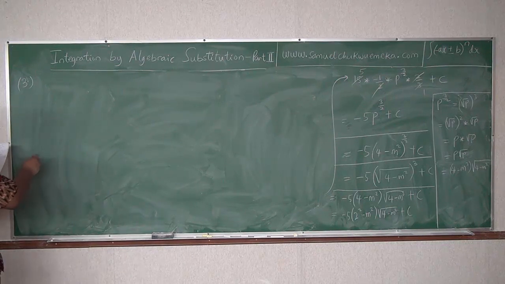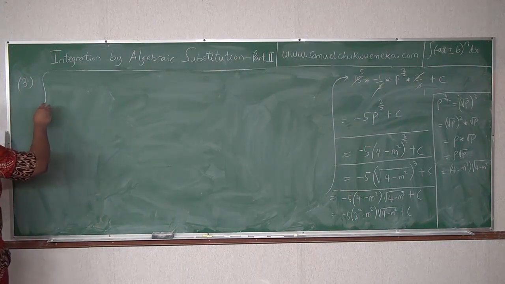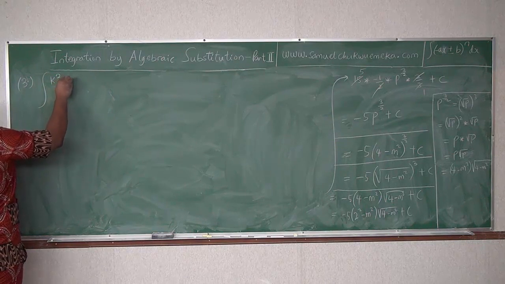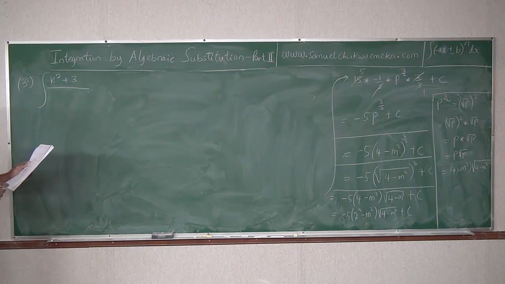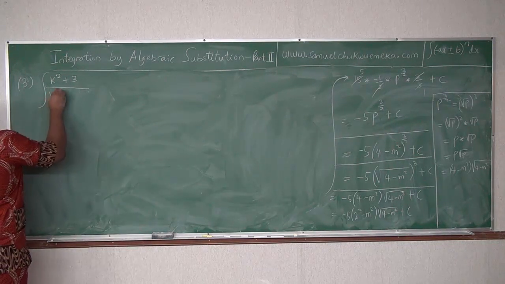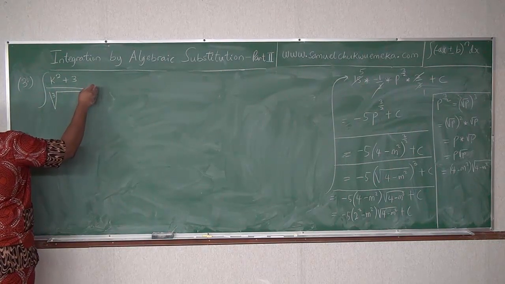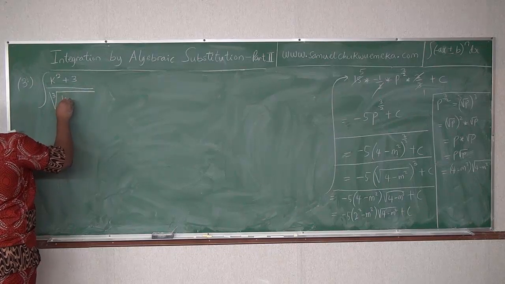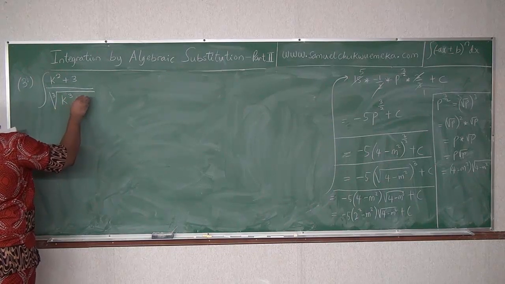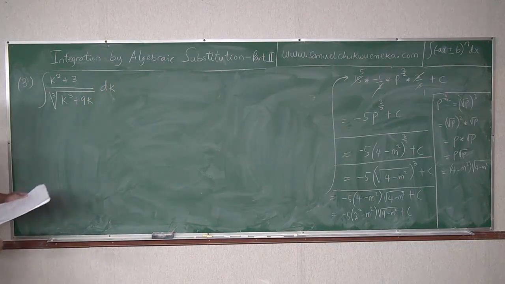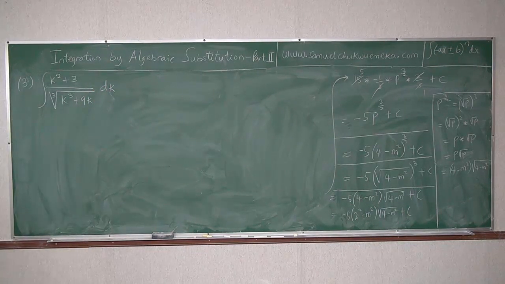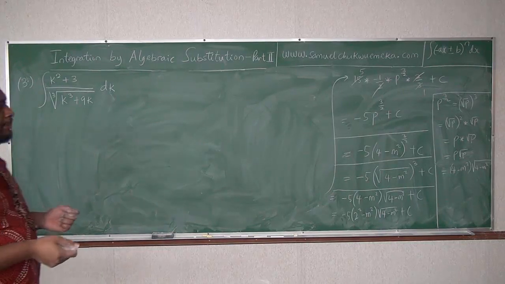Question 3, I have the integral of k squared plus 3 over the cube root of k cubed plus 9k, and we are doing varieties. We integrate with respect to k. Like I said, it must not be x.